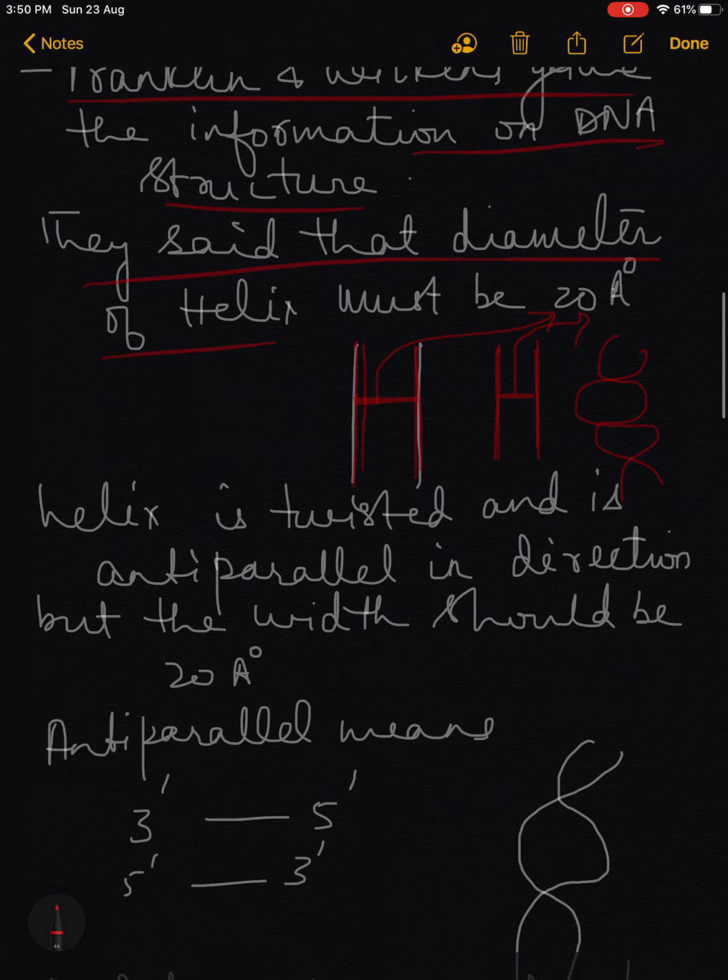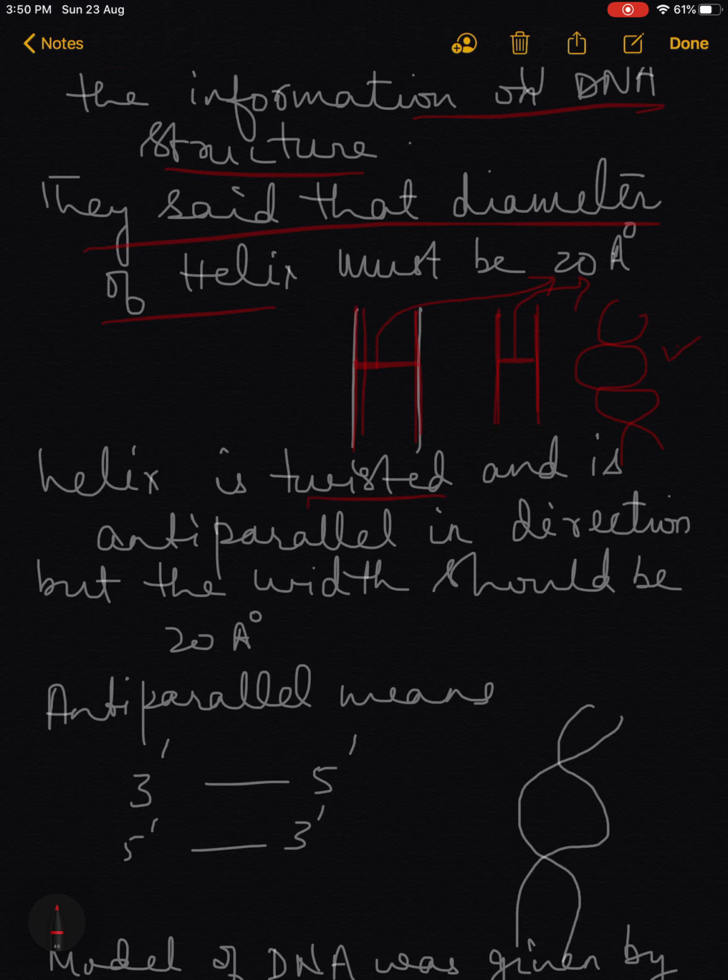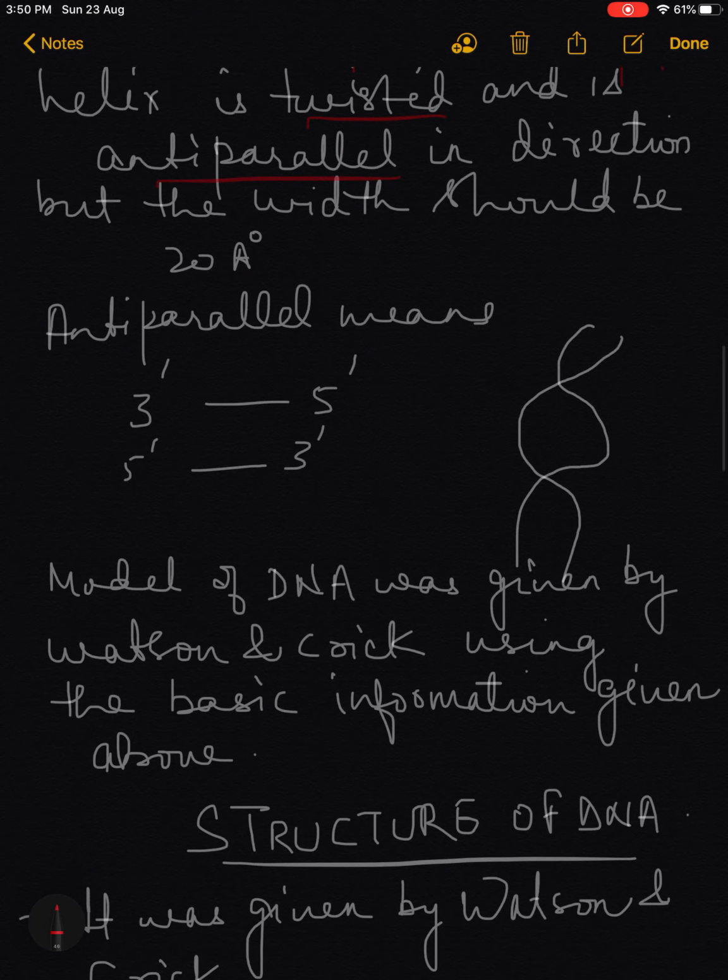The helix is twisted, as I told you, and it is anti-parallel. Now what do you mean by anti-parallel? If one of the helices runs from 3 prime to 5 prime, which is the polarity, then the other helix will run from 5 prime to 3 prime. So both helices will be anti-parallel, and the distance between them will be fixed, 20 Angstroms.